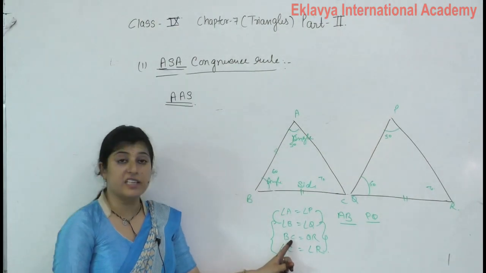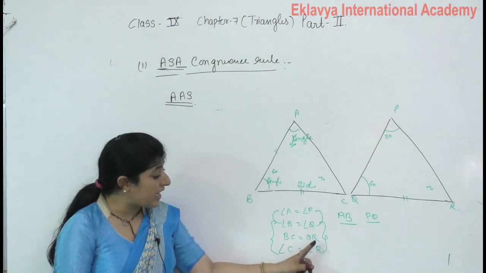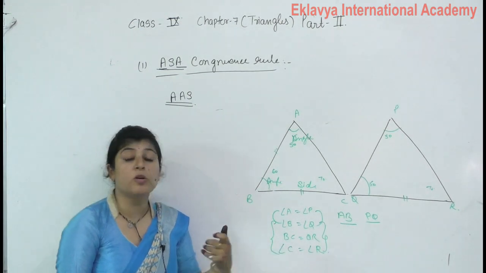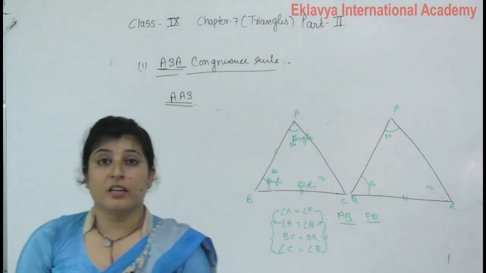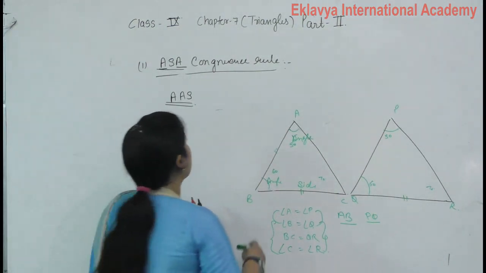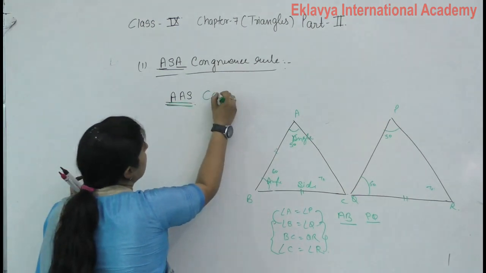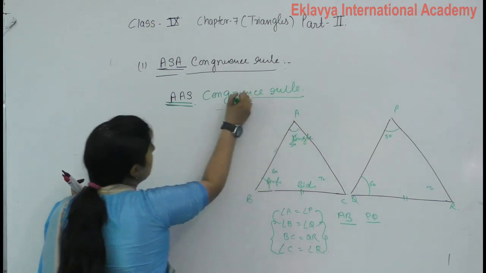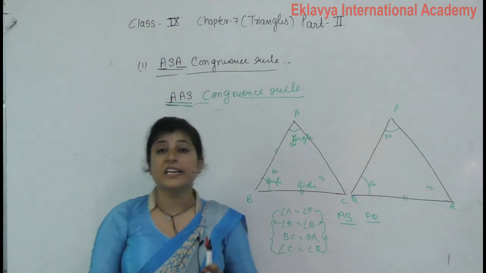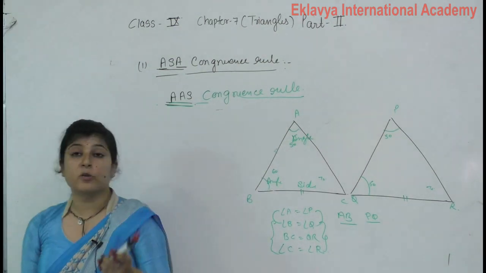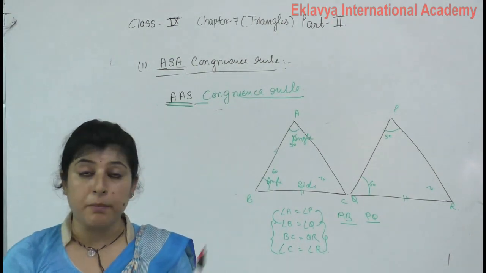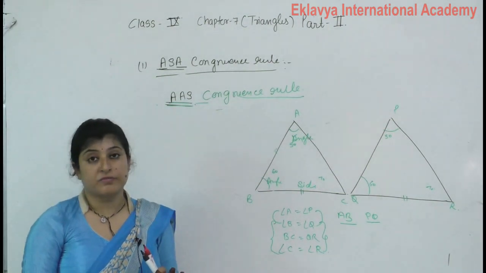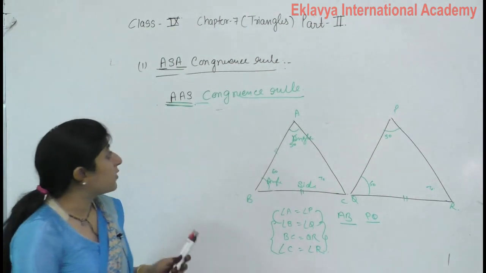B and C, there is a line segment BC. Q and R, there is a line segment QR. So now the ASA rule also applies. Or we can now directly use this congruency rule also, that it follows the AAS congruency rule. It means for proving two triangles are congruent, we can apply the AAS congruency rule also. Understand? Now see the next thing.